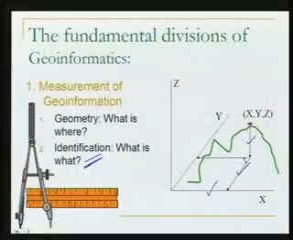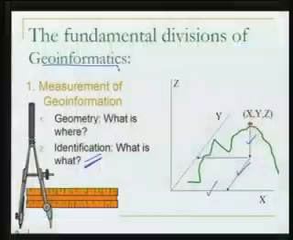So basically whenever we are talking about measurement of geoinformation, we will be doing these two things. Number one, we will be measuring it in terms of a coordinate system. We will fix the x, y, z coordinates of it. And the second thing we will do is try to identify what we have measured.